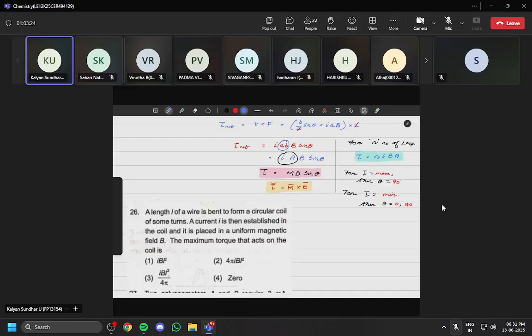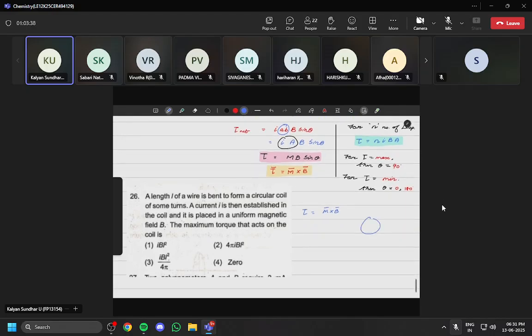Yes, sir. Third option. So tau will be equal to m cross b vector. For a circular coil we are making it, the circular coil is being placed into a magnetic field. So m vector cross b vector. Okay, they haven't said about the direction. Then I can take it as I B A, right? So what is I? I is the current which they have given here.